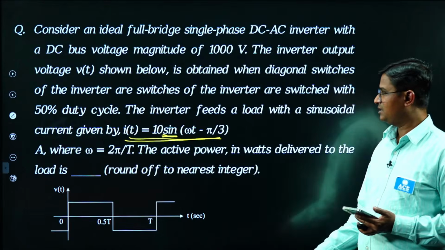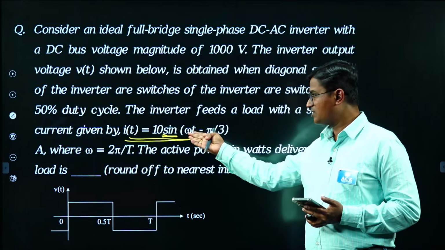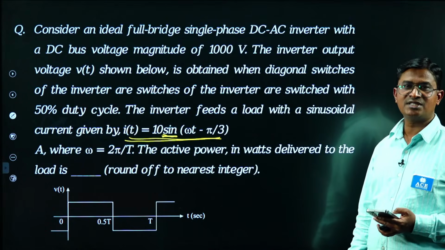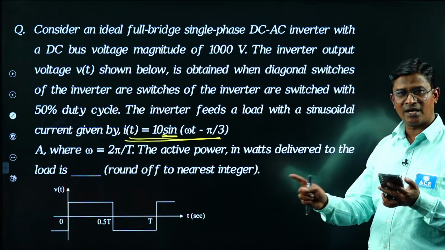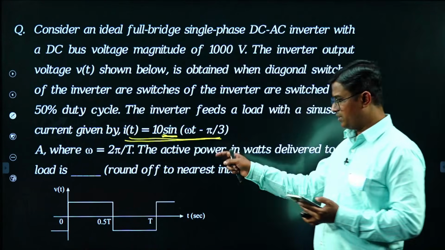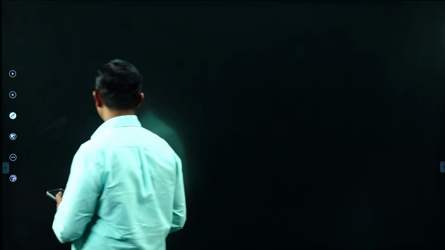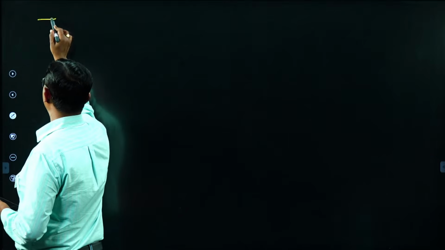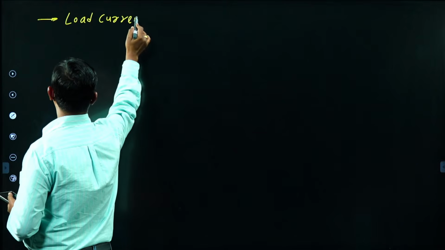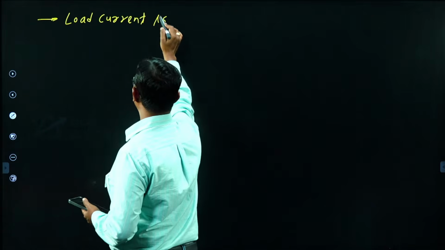V01 RMS into current. Now current is sinusoidal, which means it is only fundamental current. So V01 RMS into I01 RMS into cosine of angle between V01 and I01. Yes or no? Right? So now here the load current is sinusoidal. Load current they have given is a sinusoidal.